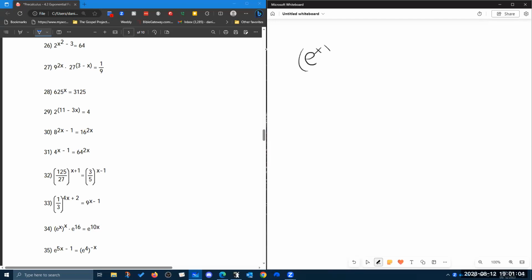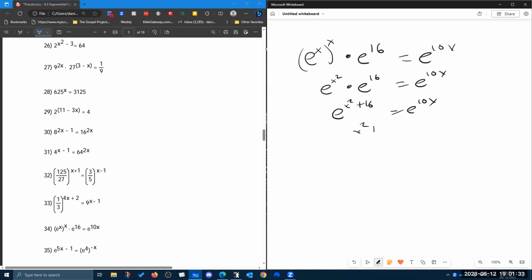e to the x raised to the x times e to the 16th is equal to e to the 10x. So this is e to the x squared. So e to the x squared times e to the 16th is e to the x squared plus 16, which equals e to the 10x. So x squared plus 16 equals 10x. x squared minus 10x plus 16 is equal to 0.